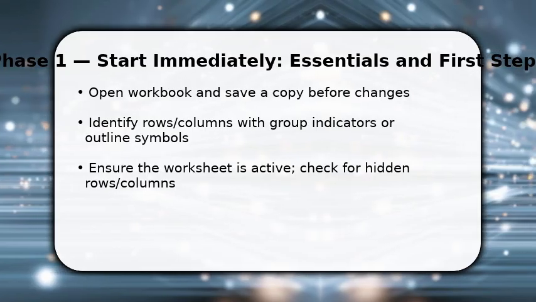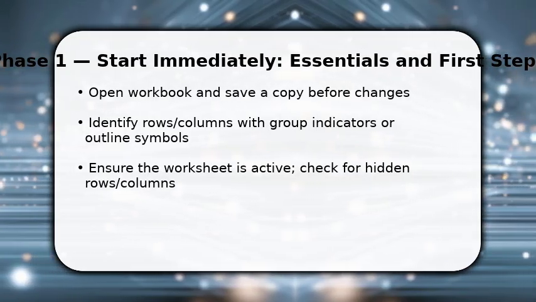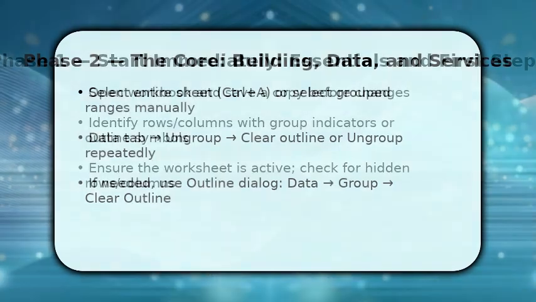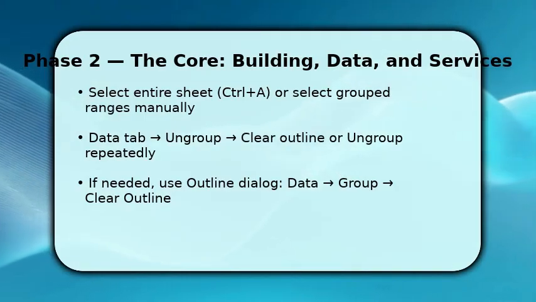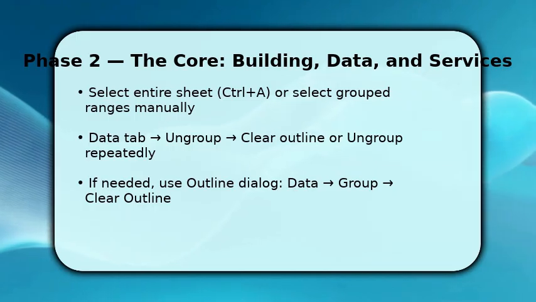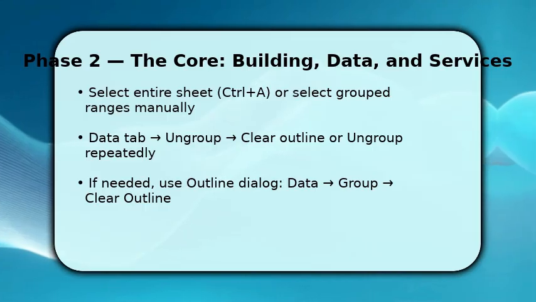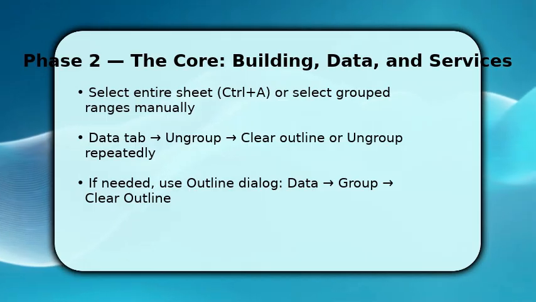Now, select the entire sheet to ensure the removal will catch every grouped range. With the sheet selected, go to the Data tab and use Ungroup. Start by choosing Ungroup, right arrow, Clear Outline to remove all levels at once. If Clear Outline is not visible, repeatedly use Ungroup at each level. You might need to click Ungroup multiple times until the +/- icons disappear.